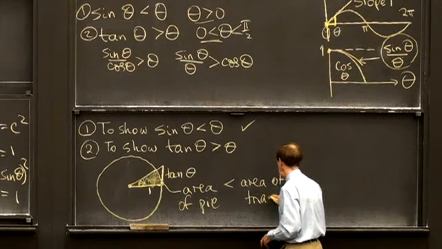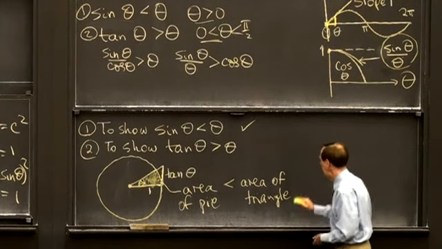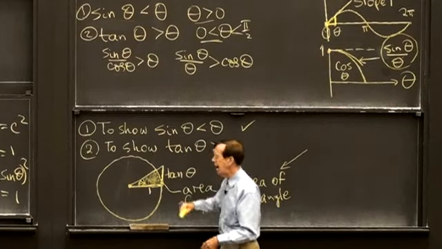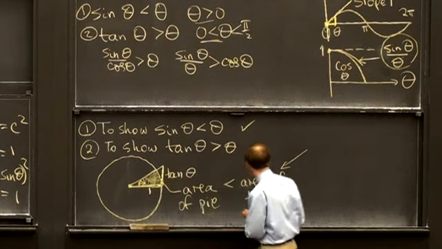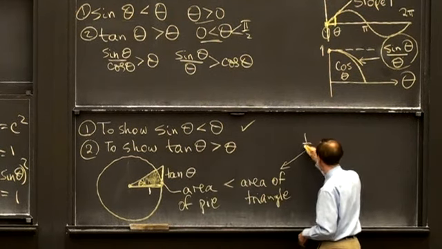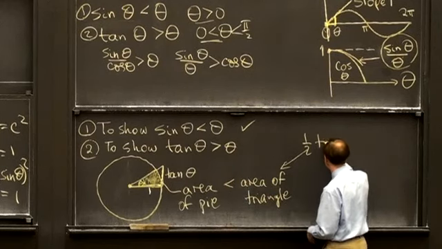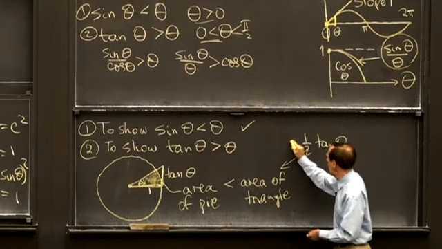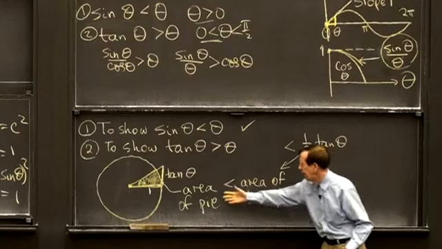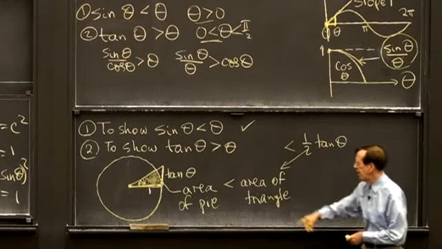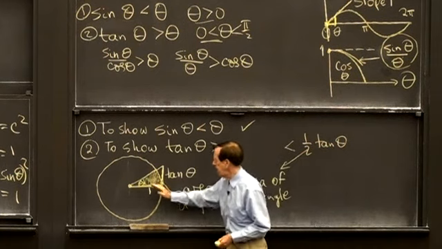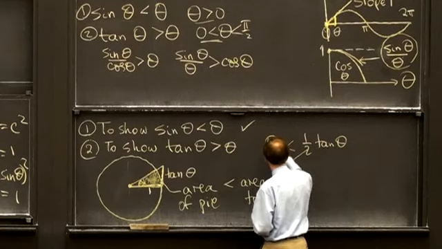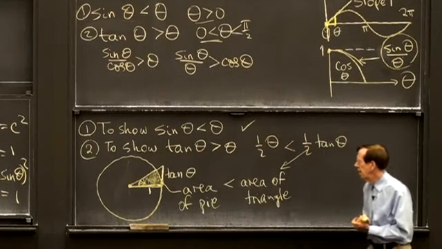But we know what the area of the triangle is, right? What's the area of a triangle? We can do that. It's half the base times the height. So the area of the triangle is a half times the base 1 times the height. Okay. Notice we've got the sign going the right way. We want tan theta to be bigger than something. So what do I hope? I hope that the area of this shaded part, the area of the circular sector, is a half of theta. Wouldn't that be wonderful?